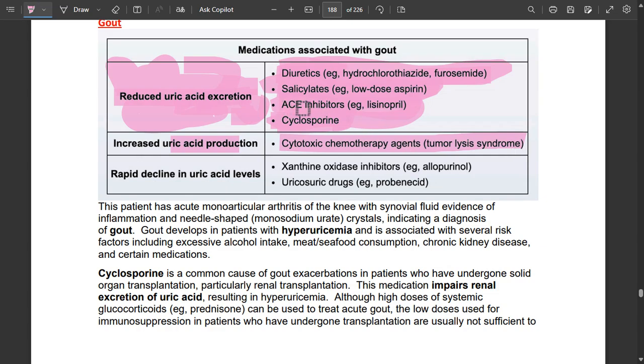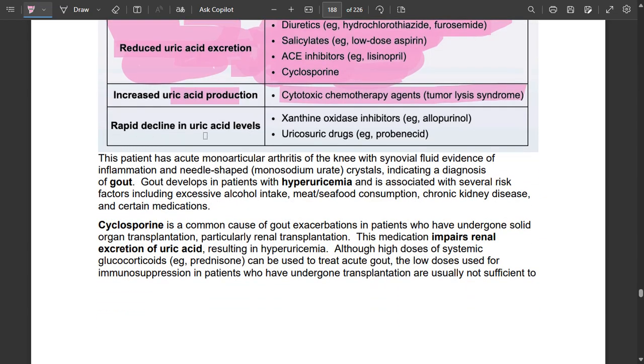Okay, which drugs increase uric acid? Number one, diuretics like thiazide or hydrochlorothiazide or furosemide. Salicylates can increase it because they are themselves acidic compounds, so they can lead to an increase in uric acid level in the body. Similarly, ACE inhibitors like lisinopril, and the fourth is cyclosporine. So these are four drugs, and increased uric acid production is caused by chemotherapy.